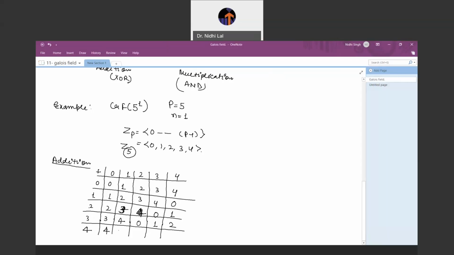So 4 plus 1 is 5, which means 0. 4 plus 2 means 1. 4 plus 3 means 2. 4 plus 4 means 8, so the remainder will be 3. So what is the additive identity in that case? The additive identity is the number that you can add to a particular value in such a way that you get the same answer. So the additive identity is nothing but 0.